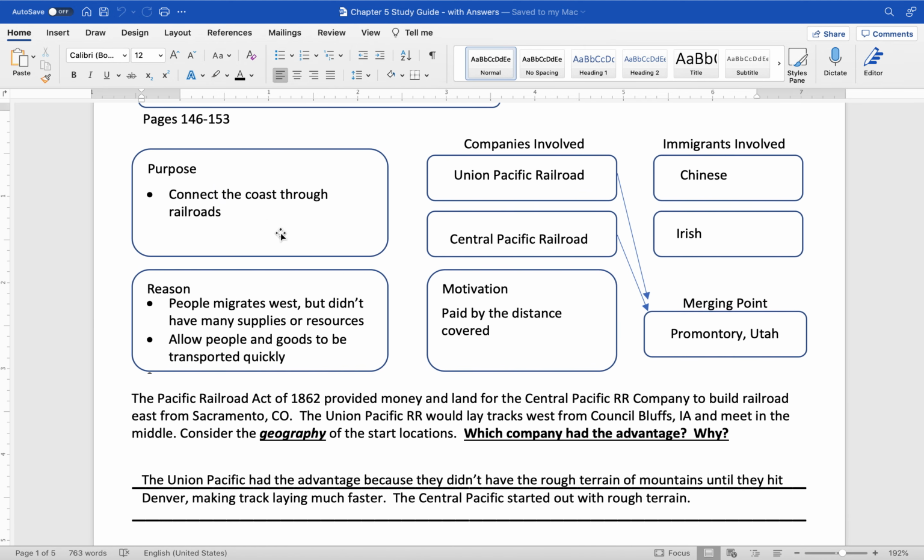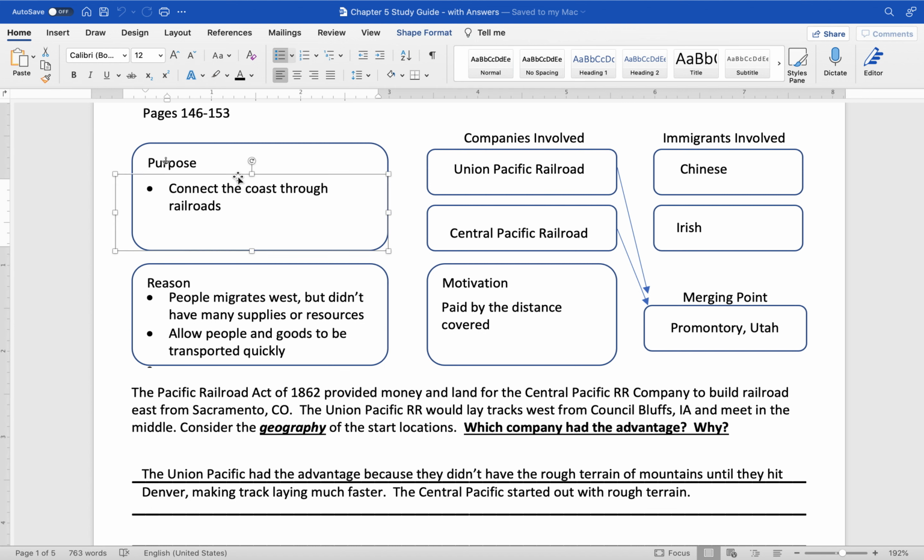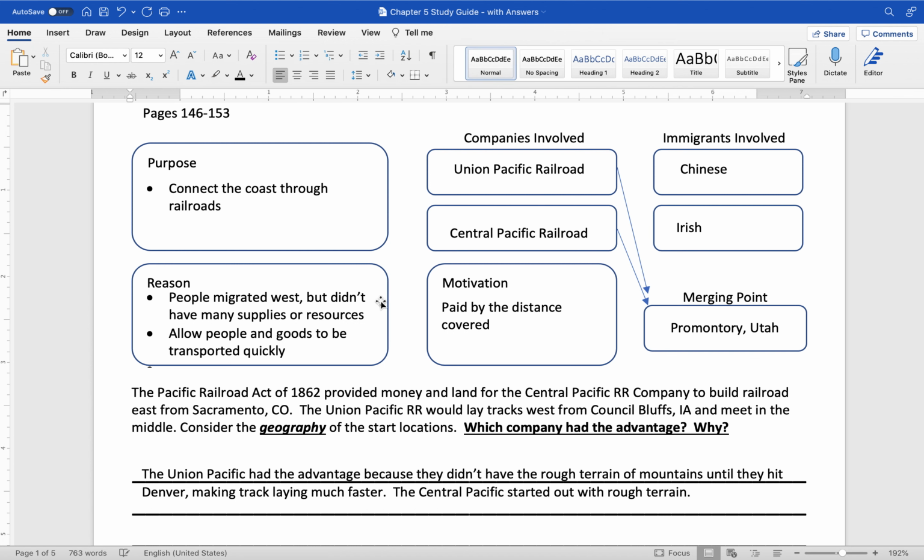So Transcontinental Railroad, you can read along on pages 146 to 153, but the purpose was to connect the coast through the railroads. So all the miners are out on the West Coast. People are moving out there, but they don't have an easy way to get supplies or an easy way to transport. So they had to go through the mountains, all that stuff. So they needed to connect the coasts. And so that's kind of the purpose, connect the coast. The reasons people migrated west and didn't have many supplies or resources, and then it allowed them to transport quickly.